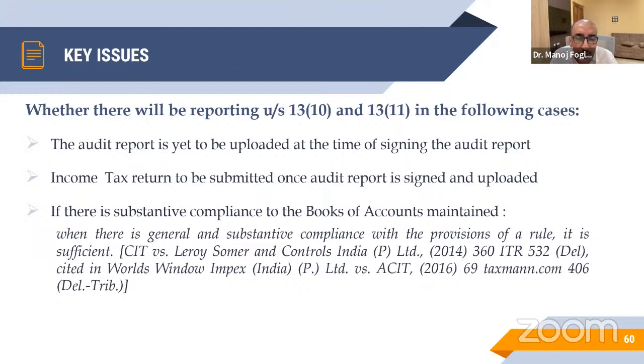So therefore, the auditor in Form 10B should report that section 13(10) has been complied with. But in the main report he should say that on the date of signing of the report, there was no violation under section 10 and 13. However, the date of uploading the audit report and filing of return was not due. He should specify that, otherwise, because he is not in a position to take responsibility for the future conduct of the organization. So that is one part. At least these 2-3 lines should be written in the report.